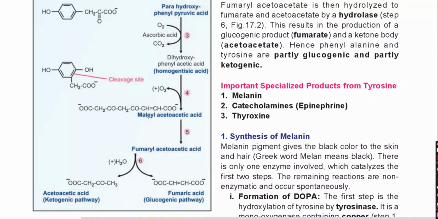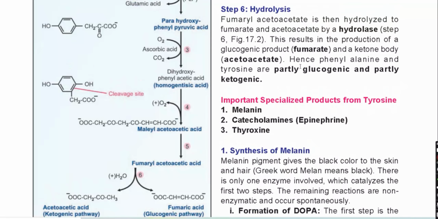So students, I think you are all clear about today's topics: phenylalanine, how it is essential, and tyrosine, how it is catabolized to form glucogenic as well as ketogenic products.